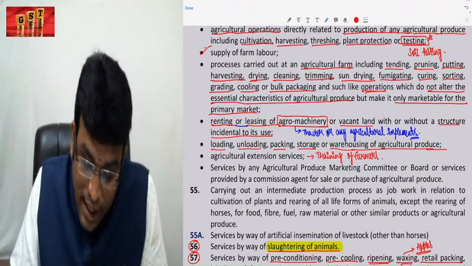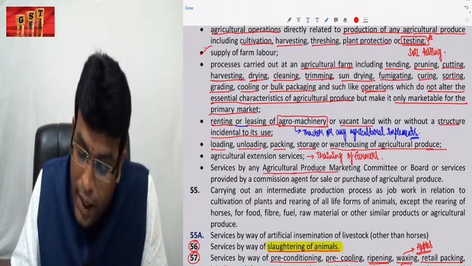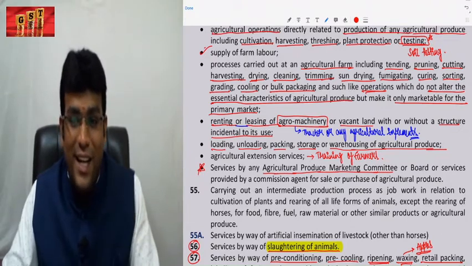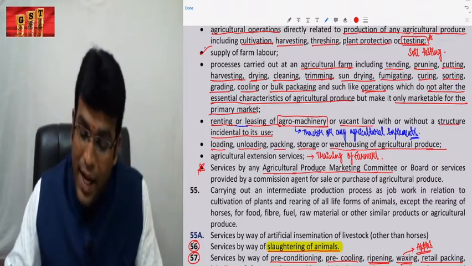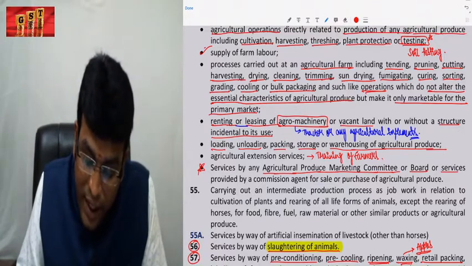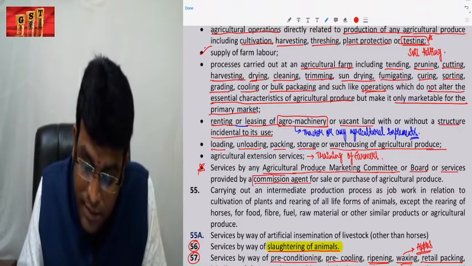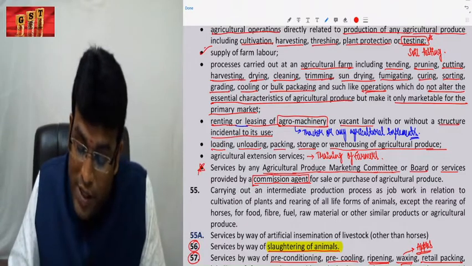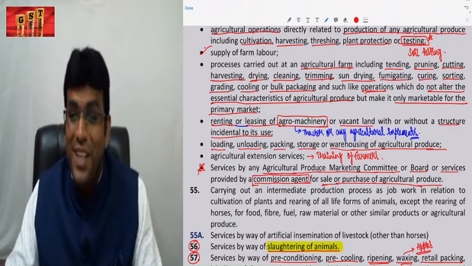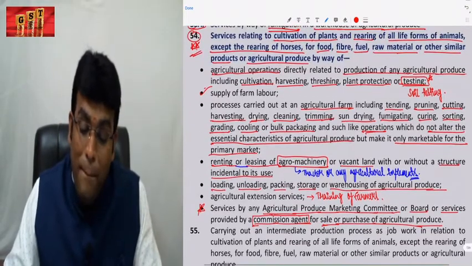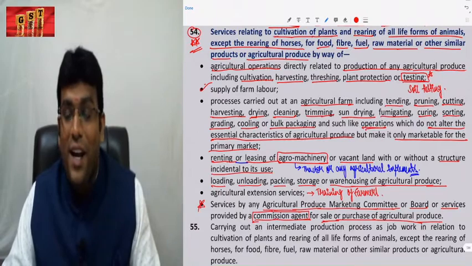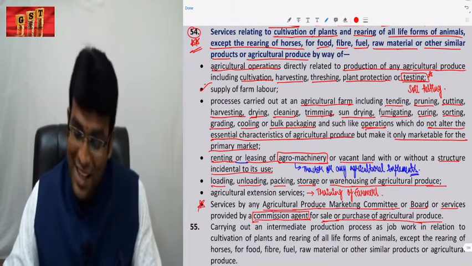Then services by any agriculture produce marketing committee. Important, see that. Services by any agriculture produce marketing committee or board, or services provided by a commission agent for sale or purchase of agricultural produce. Getting clarity, friends? So this point is completely related to what, my dear friends? Agricultural activities.